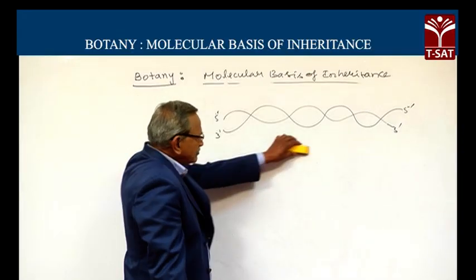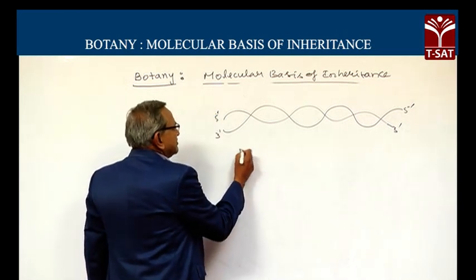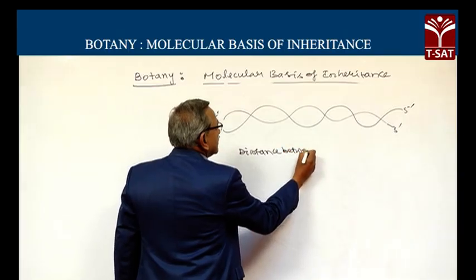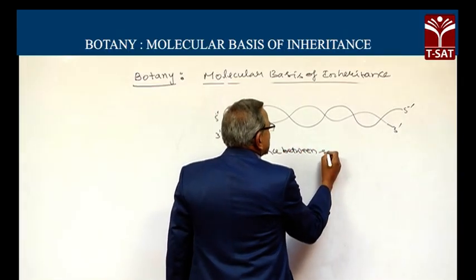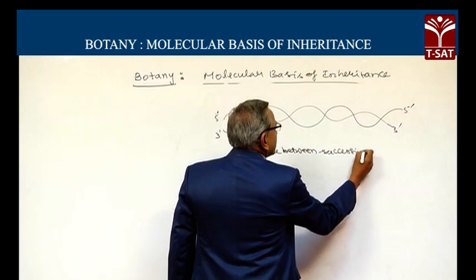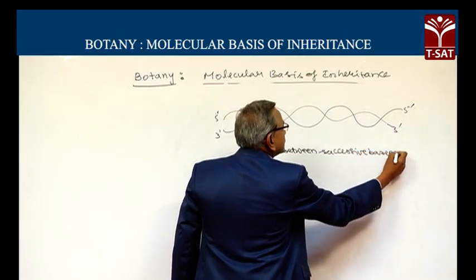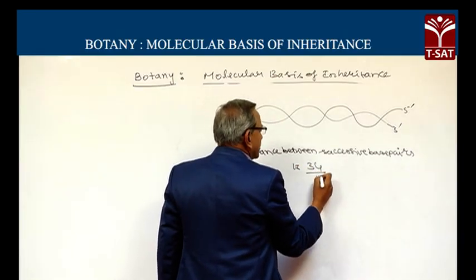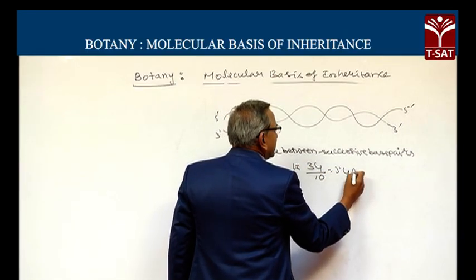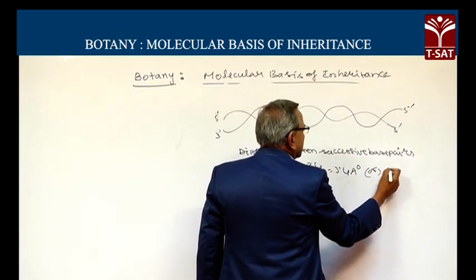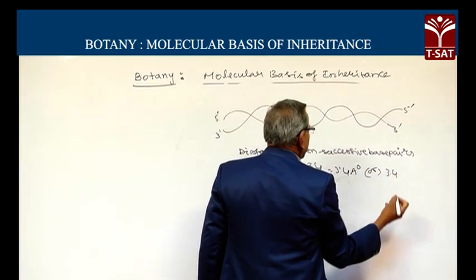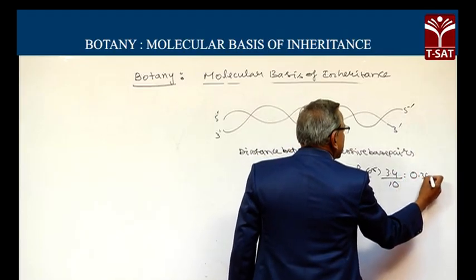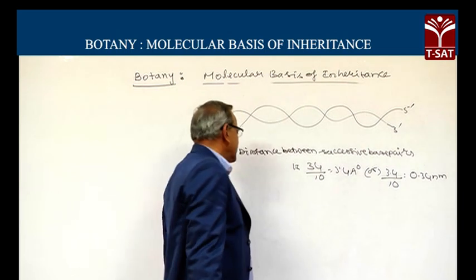And the distance between successive base pairs is 34/10, 3.4 angstroms, or otherwise 3.4 nanometers by 10, it will be 0.34 nanometers.